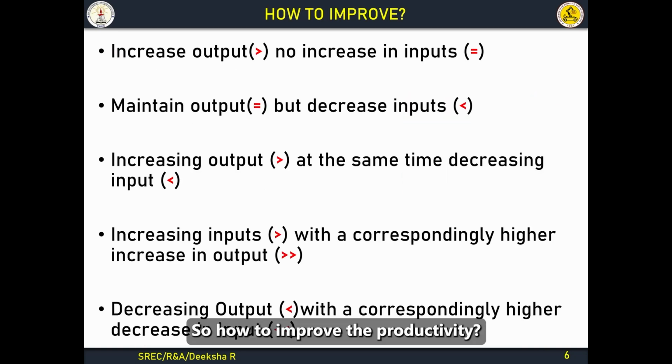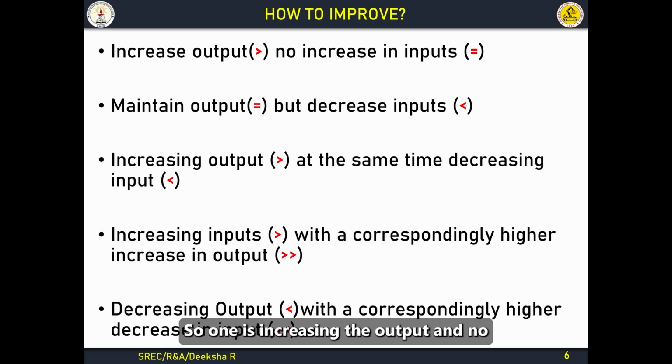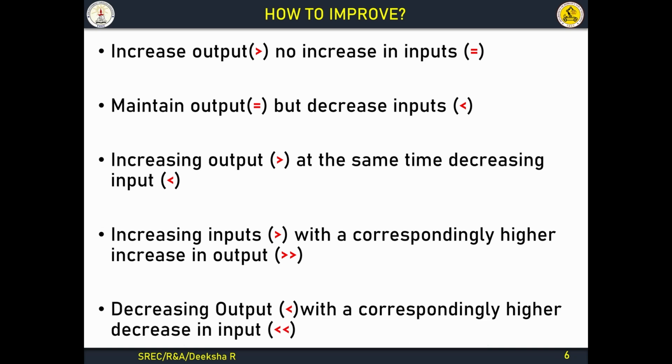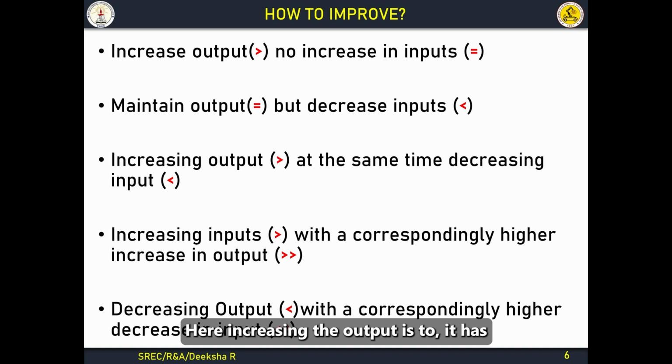So how do we improve the productivity? It can be done by 5 methods. One is increasing the output with no increase in input. Say, considering the previous example, where garment industry 1 produces 200 garments using 10 workers. Here the output is extended further, so that we develop 250 garments per day with no increase in inputs. The garment industry uses only 10 people for producing 250 outputs.